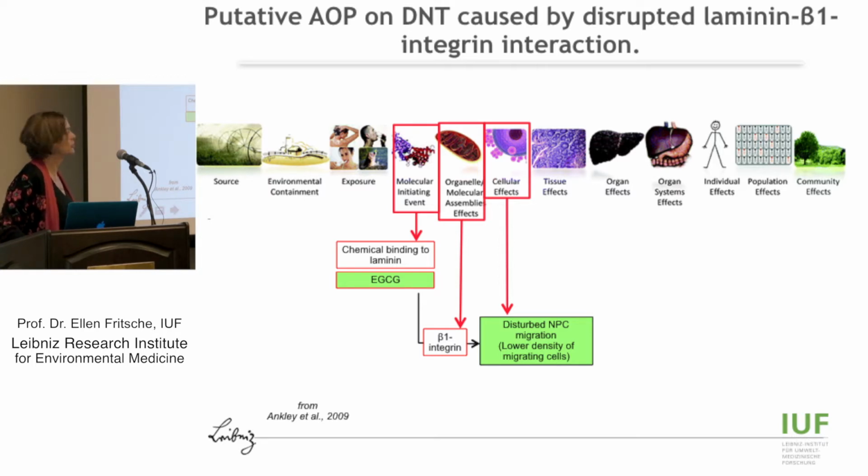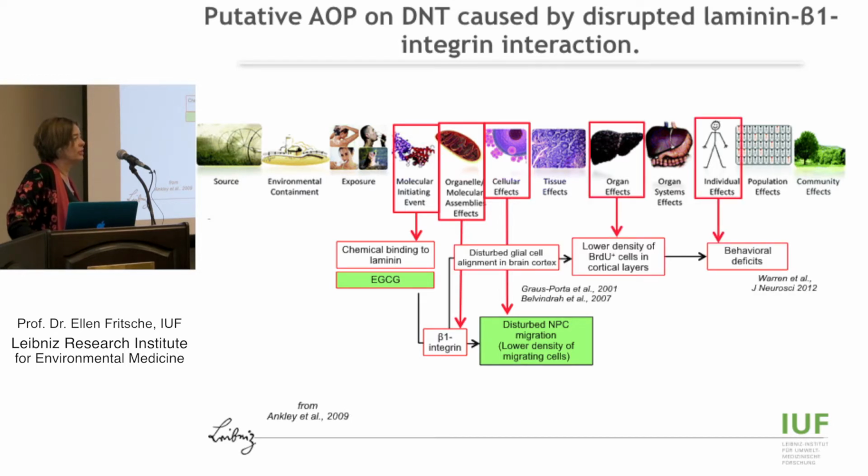And then we went into the literature, because we only work in vitro, so you clearly need some in vivo information. And actually there is a group that works with knockout mice, making beta-1 integrin conditional knockout mice that lack the beta-1 integrin in the brain. They also saw a lower density of cells that have been dividing during development in cortical layers. What else they saw is a disturbed glial cell alignment in the brain cortex, and these animals do have behavioral deficits.